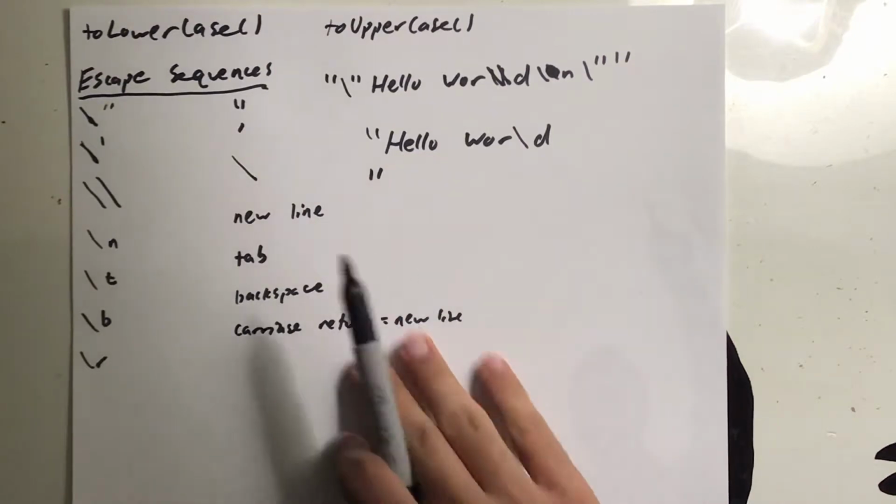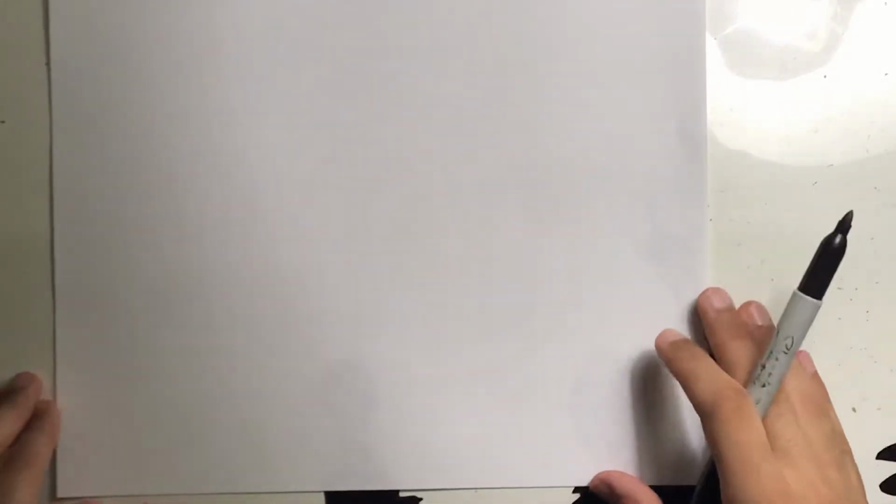Next, what I'll go over is the compareTo method, which is a pretty simple method to use. You just need to know what an ASCII value is. So let me get this in the frame first.